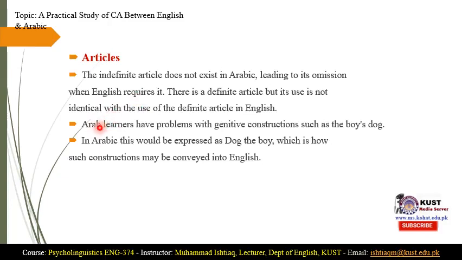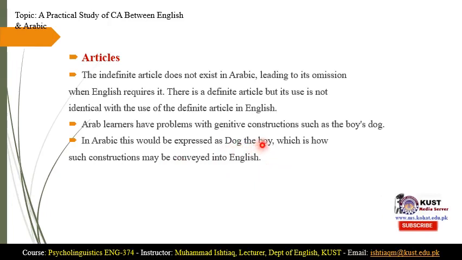Arabic learners have problems with genitive construction. Besides articles, Arabic learners have problems with genitive construction such as "the boy's dog". Possessive constructions are also problematic for Arabic speakers. In Arabic, this would be expressed as "dog the boy". This construction of "the boy's dog" is written in Arabic as "dog the boy", which is how such a construction may be conveyed into English.